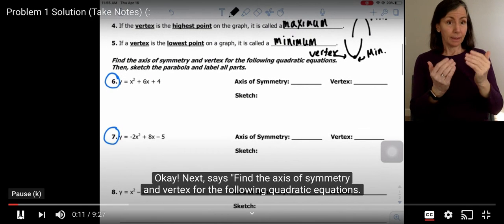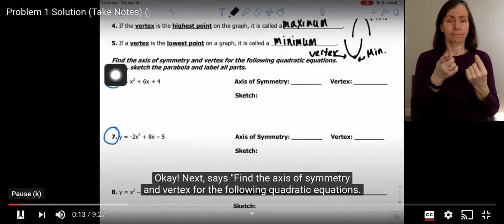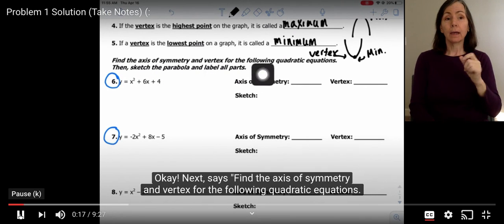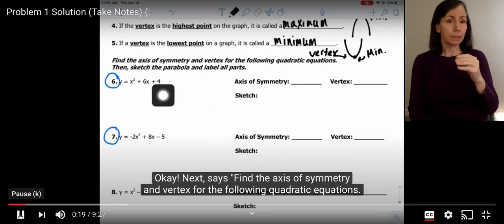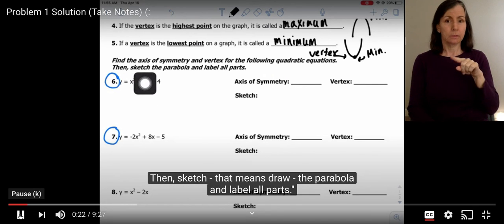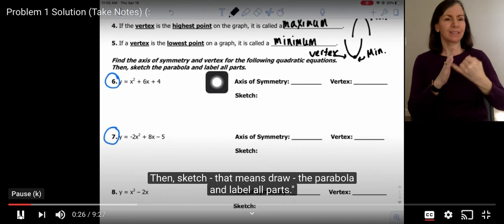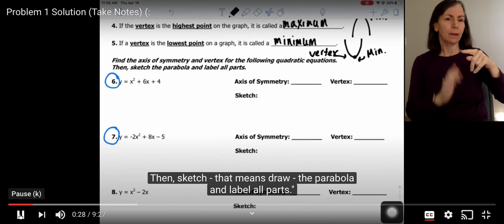Next, it says, find the axis of symmetry and vertex for the following quadratic equations. Then, sketch, that means draw, the parabola and label all the parts.